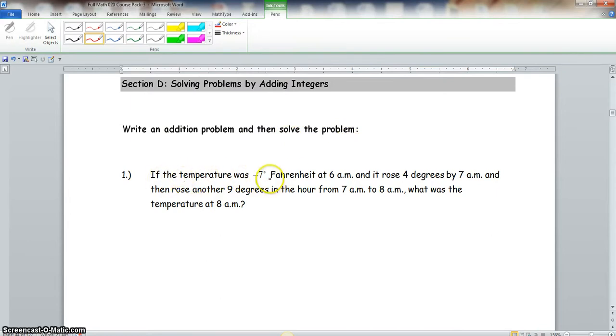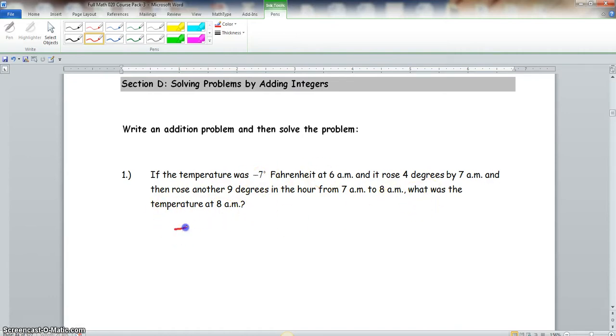If the temperature was negative 7 degrees Fahrenheit at 6 a.m. and it rose 4 degrees by 7 a.m. and then rose another 9 degrees in the hour from 7 a.m. to 8 a.m., what was the temperature at 8 a.m.?